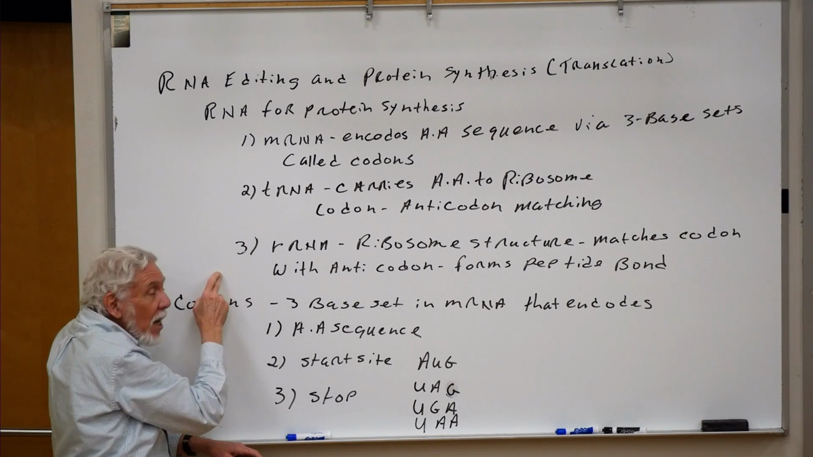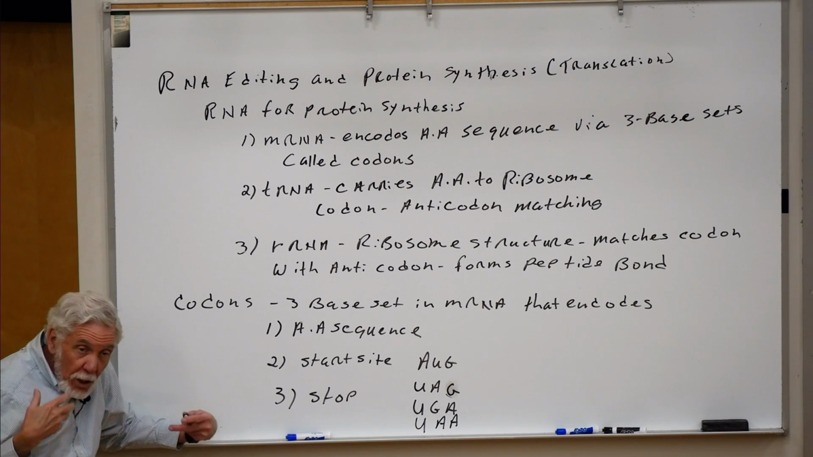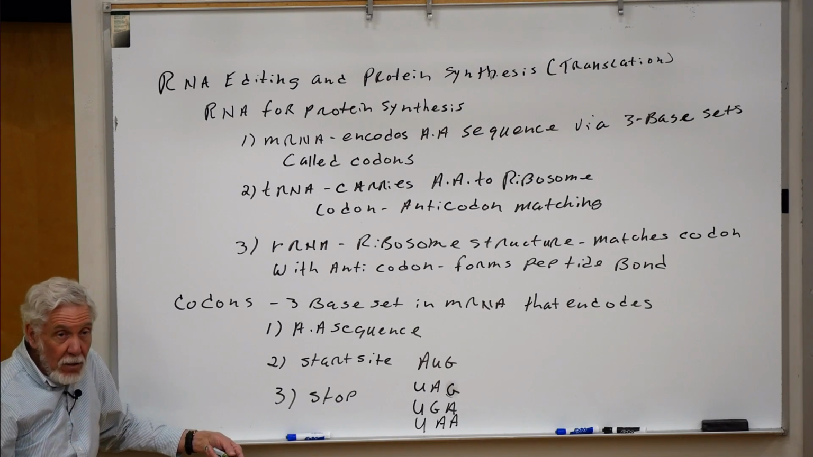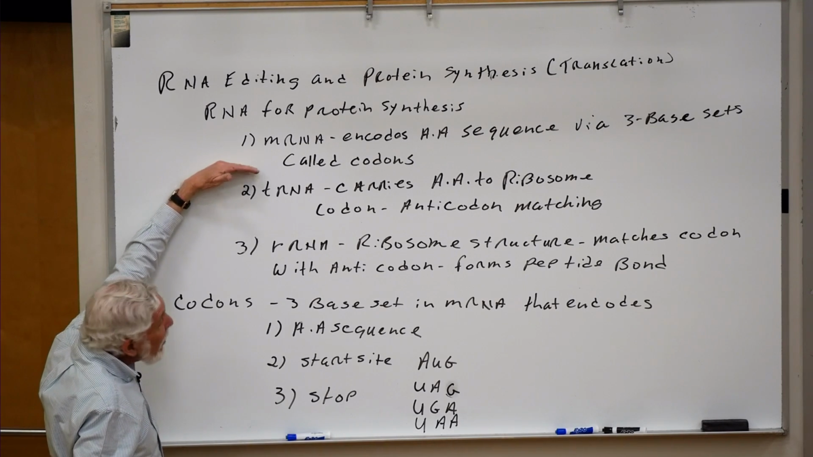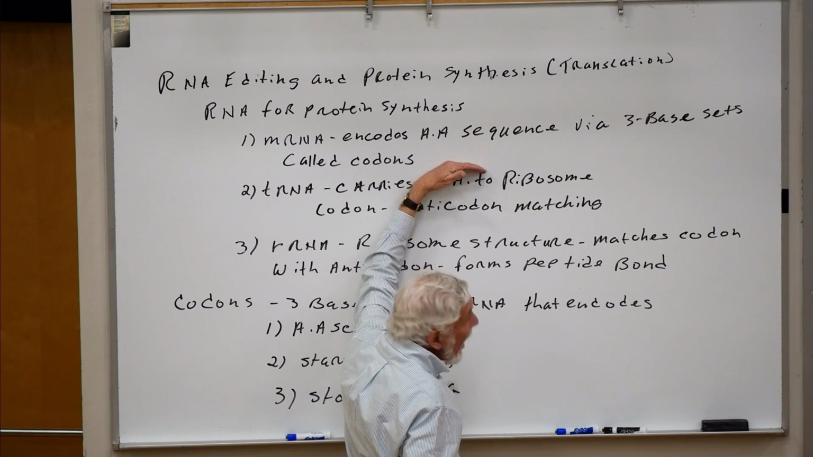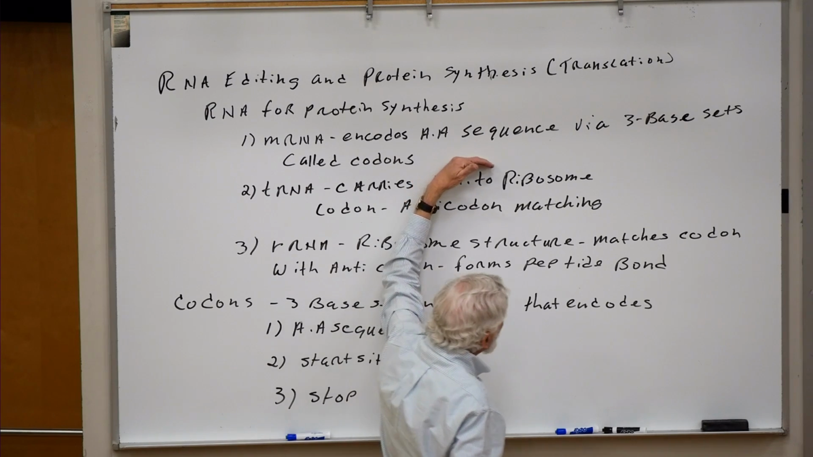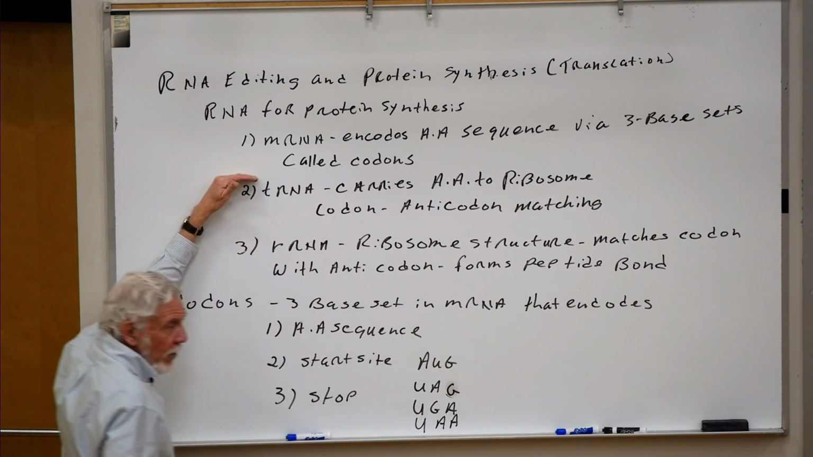These three kinds of RNA all work one with the other. They all work in concert to make proteins. And briefly, the mRNA, messenger RNA, encodes for the amino acid sequence. And it encodes for the amino acid sequence through a 3-base set called a codon.